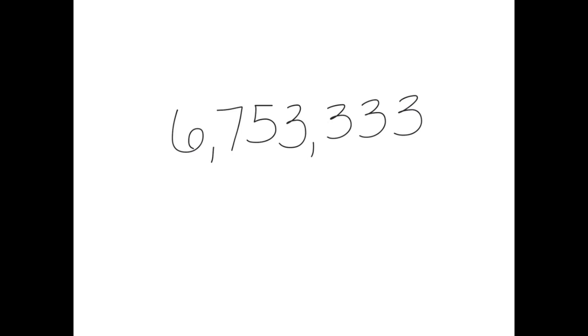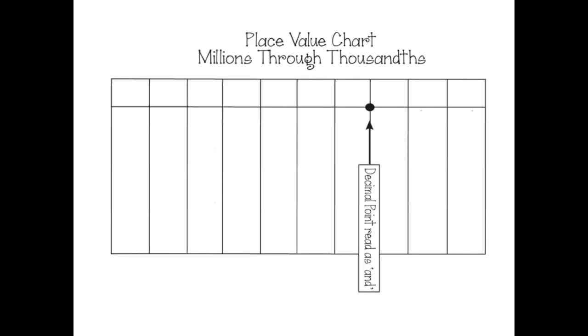To help us name this number, we're going to look at a place value chart to review the different places. Here's a place value chart that can help us when we're naming numbers. Let's go ahead and start labeling the different places. The first thing we want to notice on here is the decimal point. The decimal point separates the numbers that are greater than 1 from numbers that are less than 1.